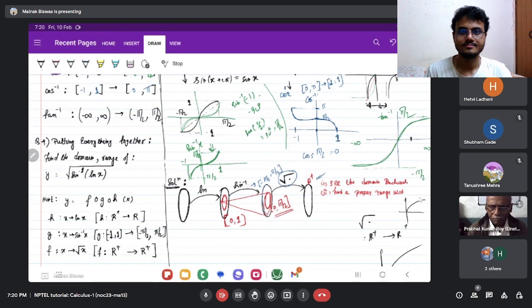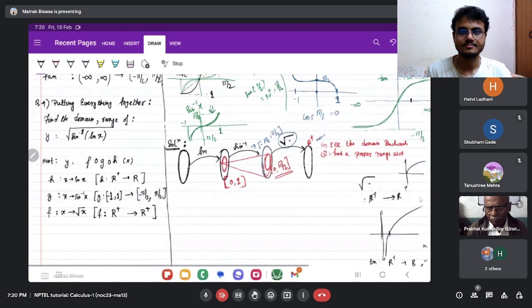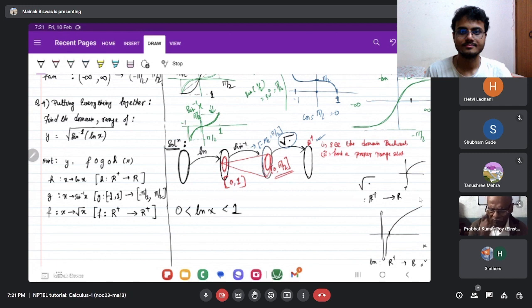Now, the next question is, between 0 and 1, you would want log to map between 0 and 1. So log of x should be between 0 and 1, right? So what are the values of x that it can take? What would be the subset? Log can take R plus, but I need a subset.